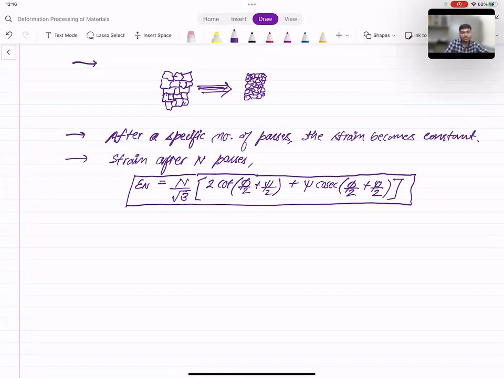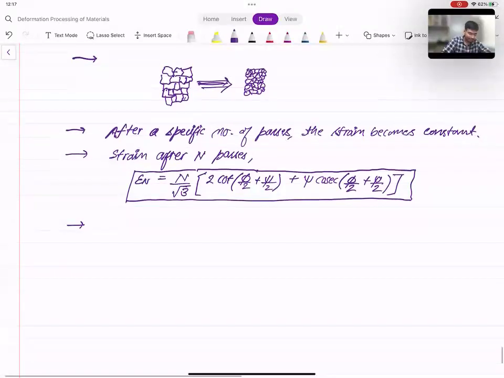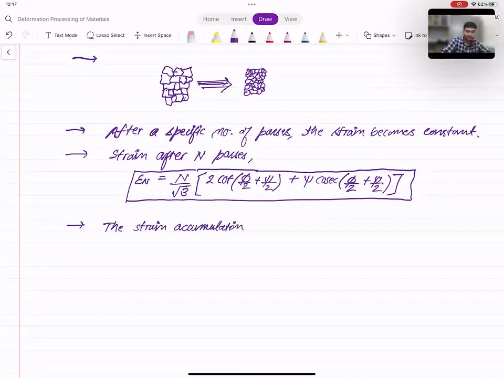And as I mentioned, this angle of channel or channel angle can take values like 120 degree, 60 degree, 90 degree, etc. And basically the strain accumulation process occurs only in the bend region. And in the other sections of channel, no straining occurs, means the material simply passes. But when it passes through the bend, at that stage only the straining occurs. So the strain accumulation occurs only in the bend region.